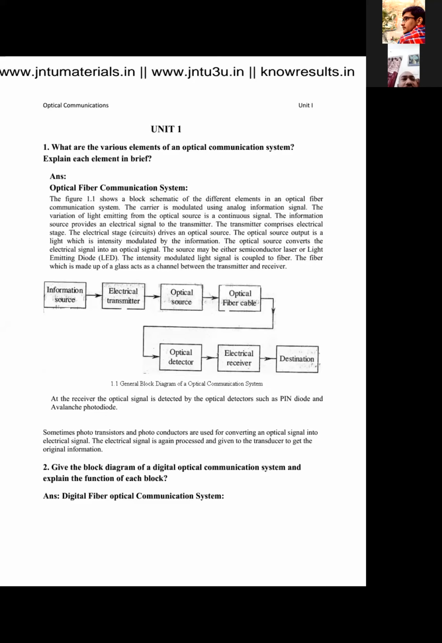I need to compare the block diagram of a communication system and the block diagram of an optical fiber communication system. See, a general communication system involves only three components. One is the transmitter, another one is the channel, and another one is the receiver.